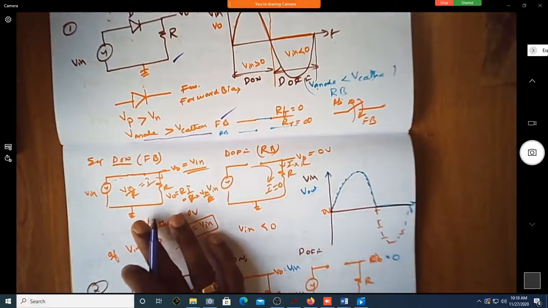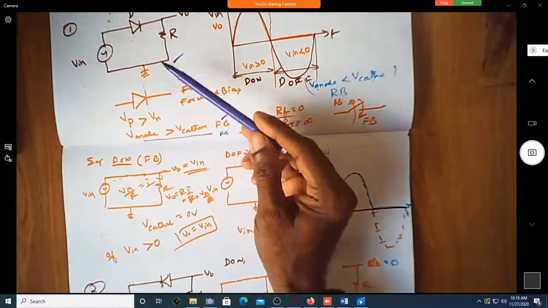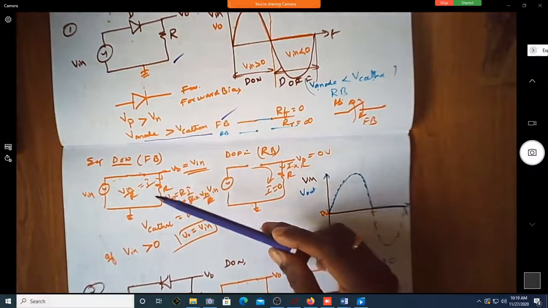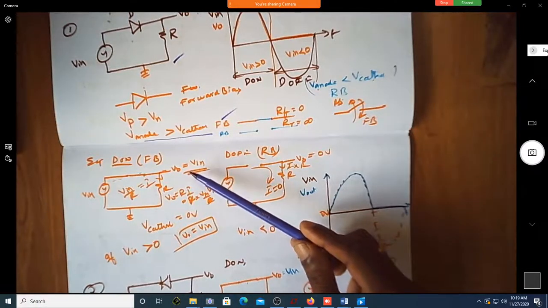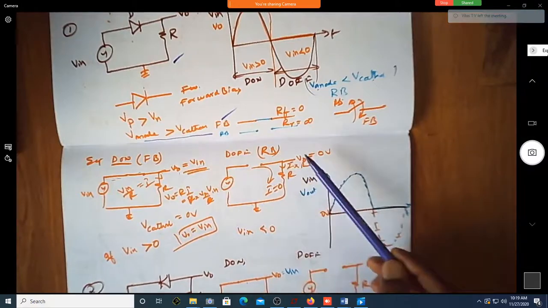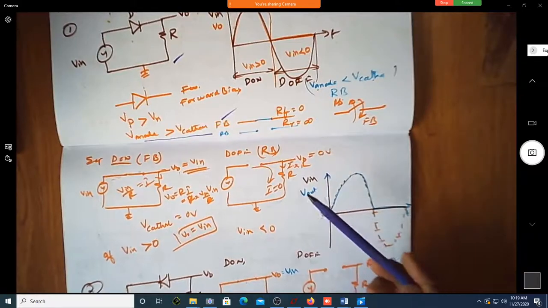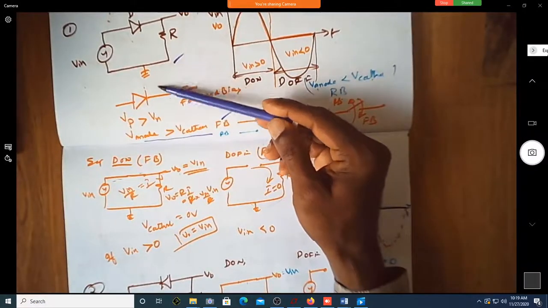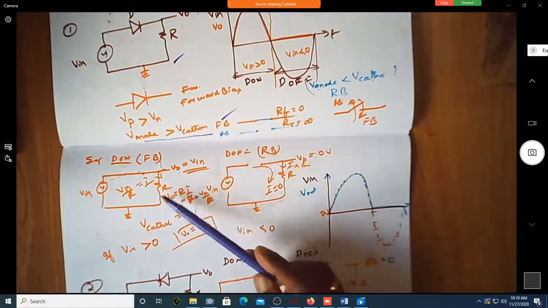For each and every circuit, before you start writing the expected output, write the equivalent circuit of the given circuit when the diode is on and when the diode is off. Once you are done with the two circuits, try to write the output expression. What is V naught? In this case, since it is connected here, V naught is equal to V in. In this case, the output is connected to ground when there is no current flowing, when the diode is off, so the output is 0. So first you write the equivalent circuit when the diode is on and off, and then the output voltage expression under those two conditions.